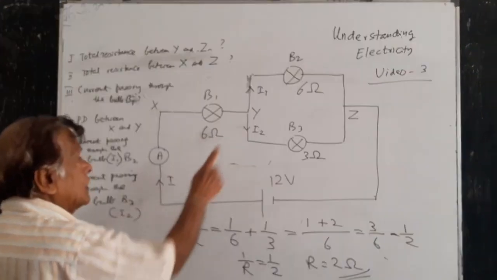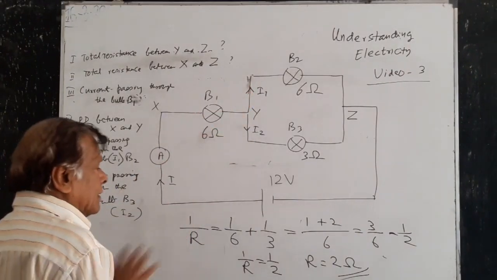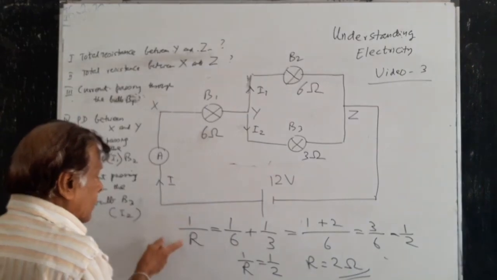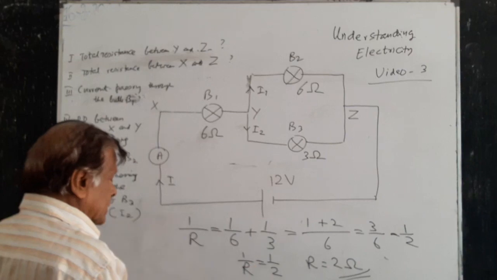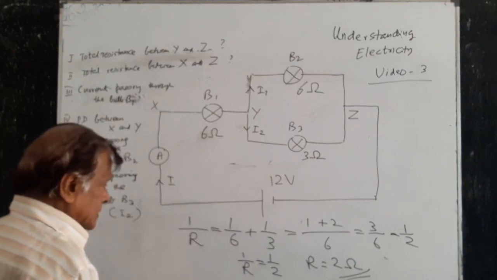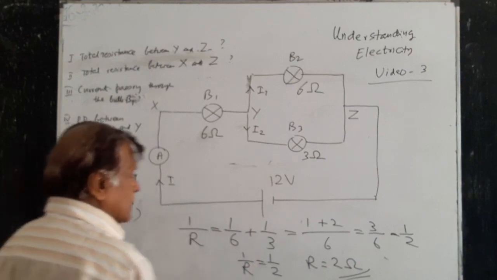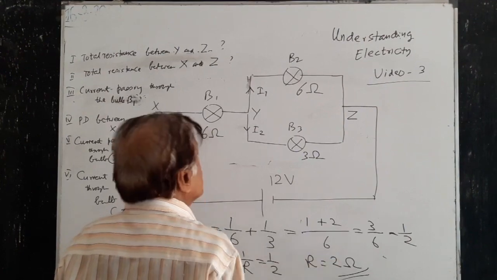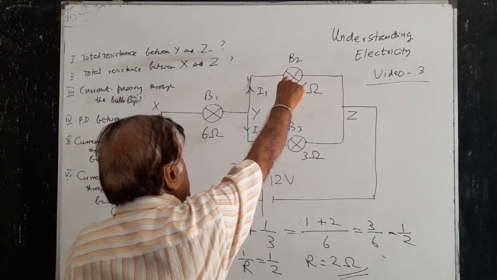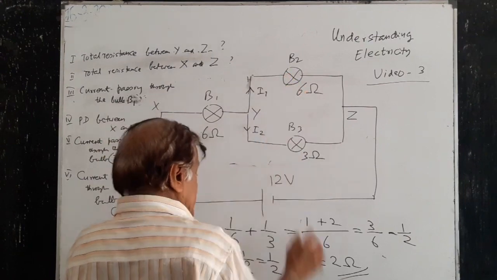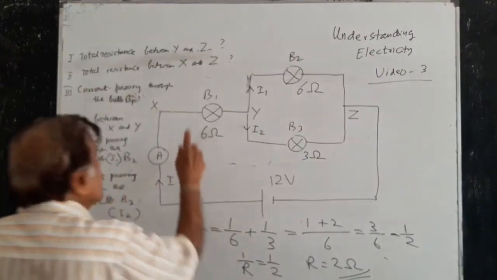Right. They are connected in parallel, therefore 1 upon R is equal to 1 upon 6 plus 1 upon 3. Simplify this and see. The answer is R is equal to 2 ohms. That is the total or equivalent resistance of these two bulbs, 2 ohms.